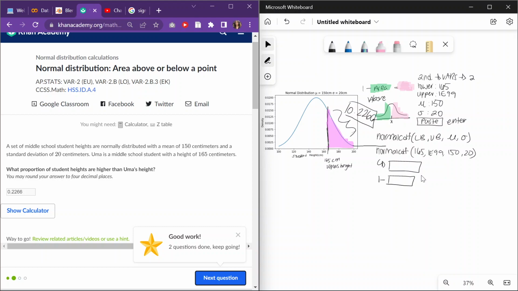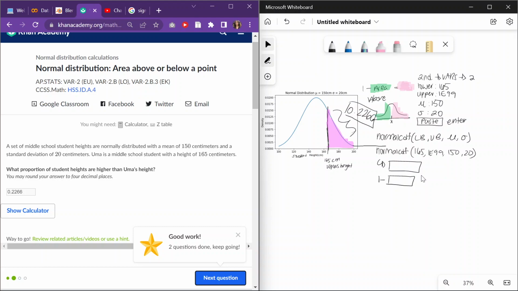Just use the function as you would in your calculator, but in Python it's a little different. You do have to do 1 minus whatever you get for your CDF function, and that's going to give you the proportion above a point. But if you're looking for the proportion below a point, so if they ask what proportion of students have a height lower than Uma's height of 165 centimeters, you would just do CDF and that would be your answer. But because it's asking for the proportion of students who have a height higher than 165 centimeters, you want to do 1 minus CDF. Or in this case, you could just do SF.